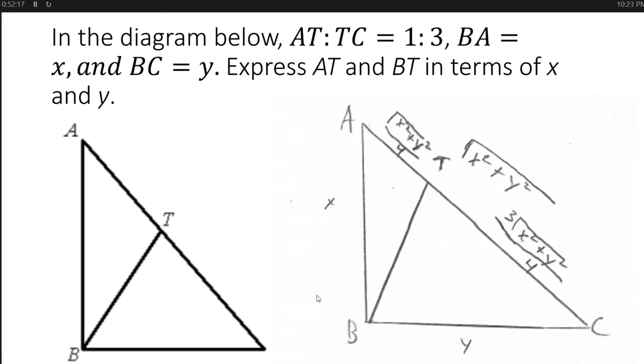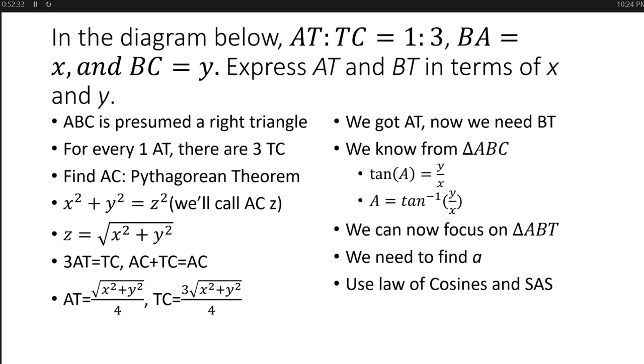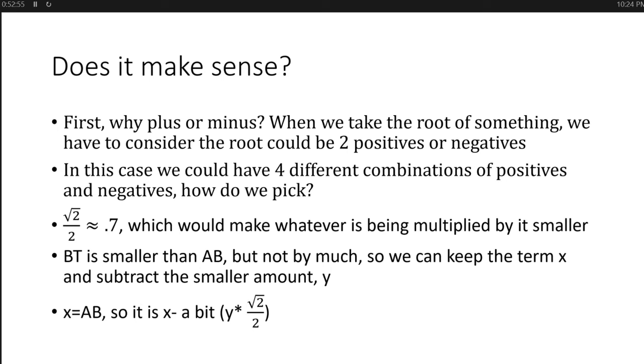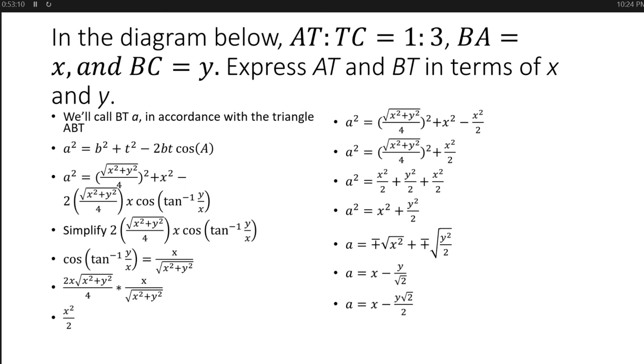If we look back at our graph, we can see that BT is going to be less than x, but it's going to be only by a little bit. So we can't add, we have to subtract something from x to get our BT. And so whenever we look at our equation over here, if we subtract x from y, that'd be too little. If we subtract both of them, that gives it negative, and we can't have that. If we add, that gives it too large of a number, so we have to do x minus the y. So x is AB, so it is only x minus a little bit of a number, which is just going to be y times root 2 over 2. So that's our BT, and that's the whole problem.